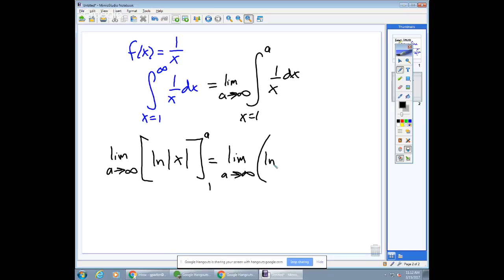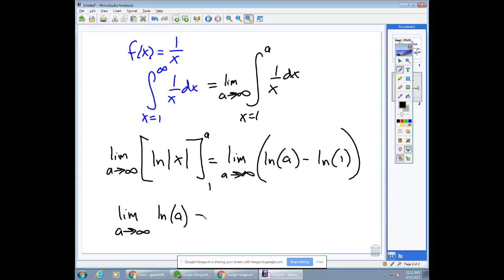We've got the natural log of a. Now I'm just going to put parentheses around a because I know a is a positive number. It's greater than 1. And then minus the natural log of 1, which I've always been fond of. What's it equivalent to? 0, right? So ultimately we just need to say, okay, what is the limit as a goes to infinity of the natural log of a? Does anybody remember how the natural log function behaves?